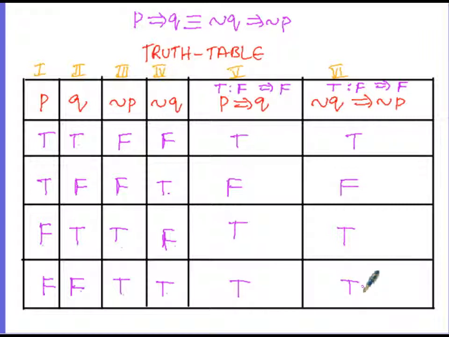Then now let us observe the truth values of columns 5 as well as 6, that is P implies Q as well as negation Q implies negation P. So here TF TT, TF TT. So the truth values of columns 5 and 6 are similar. Therefore P implies Q is identically equal to negation Q implies negation P.